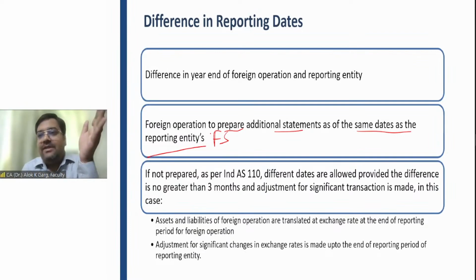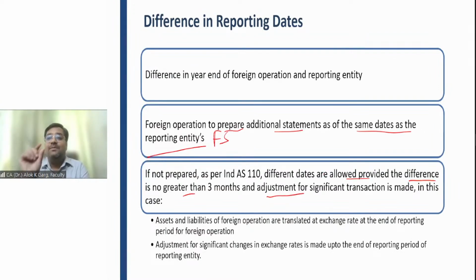So the subsidiary is preparing a 31st December financial statement. So the subsidiary has to catch up till 31st March, with an additional statement, right? And if the subsidiary is not preparing an additional statement, the different dates are allowed, provided the difference is not more than 3 months as per Ind AS 110, right? But if there are significant transactions between these 3 months, in that case, those significant transaction impacts need to be taken. So this is the consolidation principle.